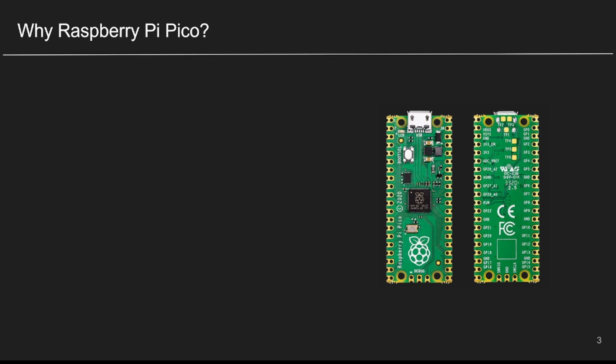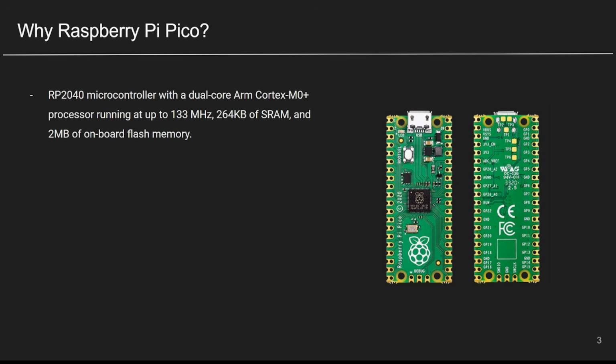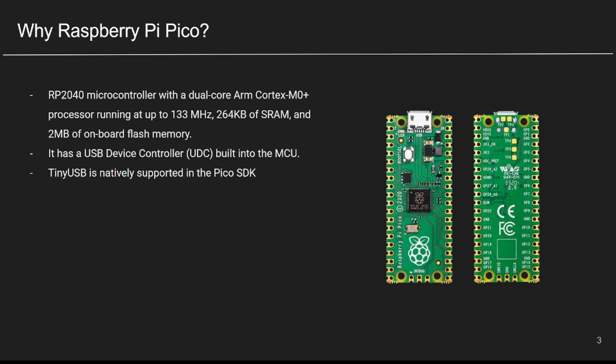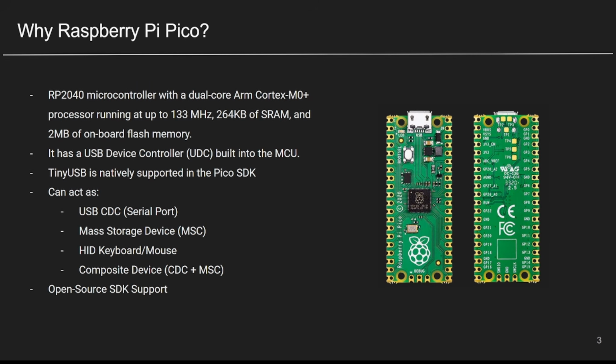And why are we pairing it with Pico? Well, it's a dual-core ARM Cortex M0 Plus processor, with a good amount of SRAM and 2 MB of onboard flash memory. But the real kicker is that it has a built-in USB device controller. In addition to that, TinyUSB core is natively supported by Pico SDK. This means we can make our Pico act as a USB serial port, mass storage device, keyboard, mouse, or even a composite device, doing multiple things at once. Plus, it's super affordable and has great open source support.